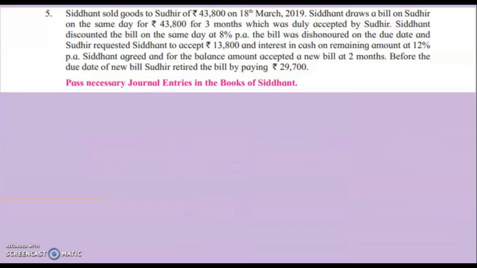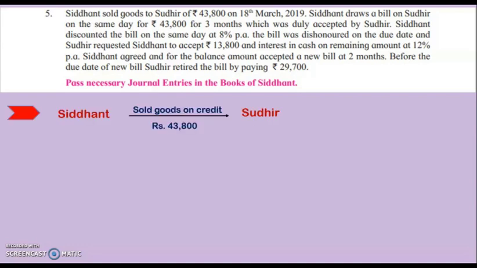Now let's solve the fifth sum. In this sum, we have to pass journal entries in the books of Siddhant. Here, Siddhant is selling goods to Sudhir. So first and foremost, we have to find out who is a drawer and who is a drawee.